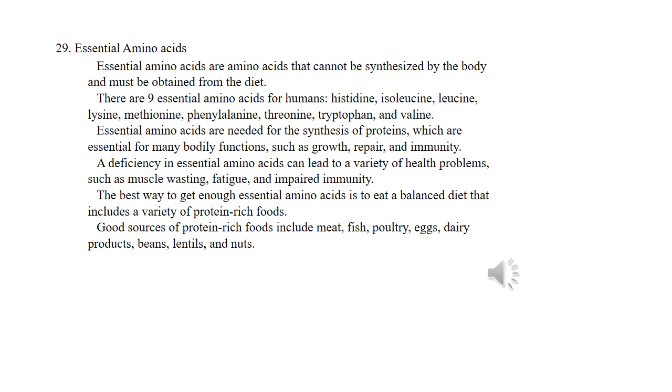Essential amino acids are needed for the synthesis of proteins, which are essential for many bodily functions, such as growth, repair, and immunity. A deficiency in essential amino acids can lead to a variety of health problems, such as muscle wasting, fatigue, and impaired immunity. The best way to get enough essential amino acids is to eat a balanced diet that includes a variety of protein-rich foods. Good sources of protein-rich foods include meat, fish, poultry, eggs, dairy products, beans, lentils, and nuts.